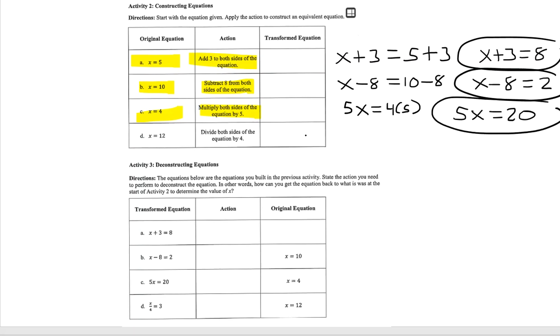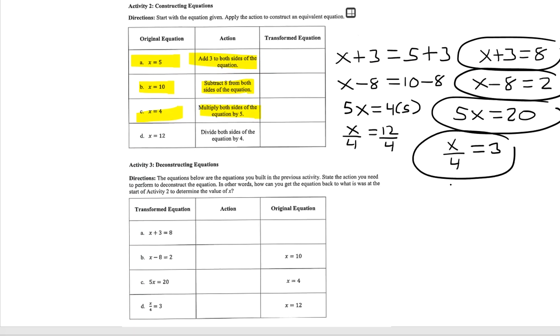Next one, x equals 12. Divide both sides of the equation by 4. So I'm going to have x divided by 4 equals 12 divided by 4. So that's going to be x divided by 4 equals 3.